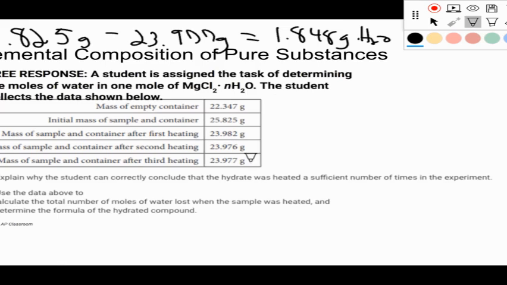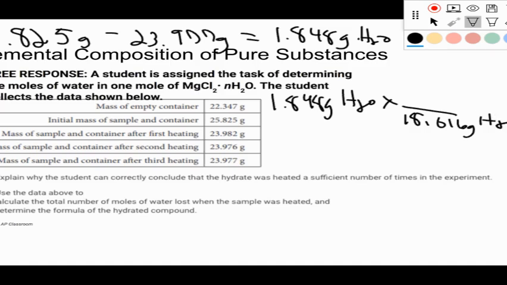So then it asks for the number of moles. So then I'm going to use that number and do just a basic gram to mole conversion. Again, I'm not recalculating the molar mass of water because it's stuck in my head at this point, because we've used it several times in our last few problems. So then I'm going to do 1.848 divided by 18.016. And that gives me 0.1026.